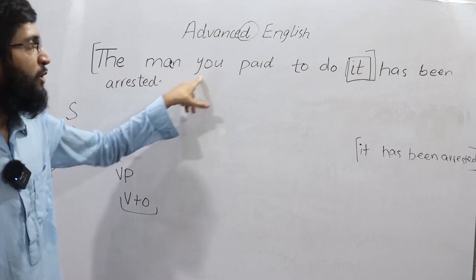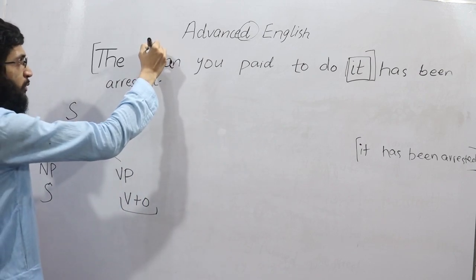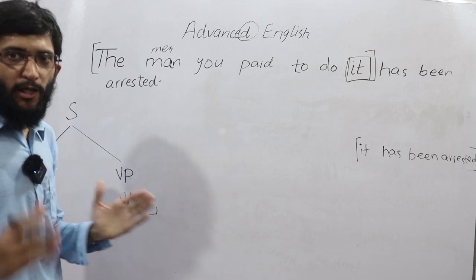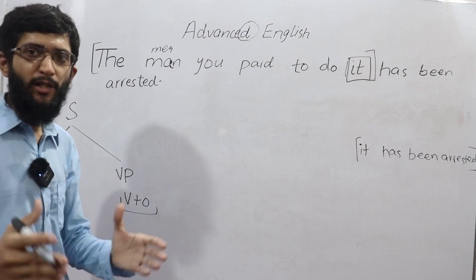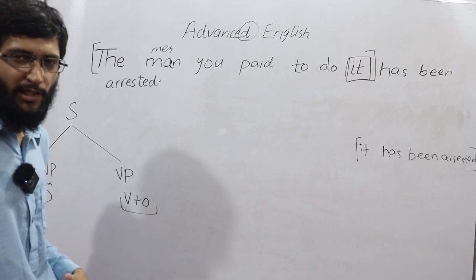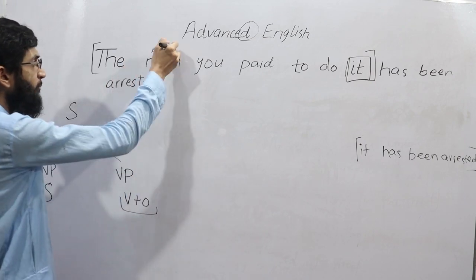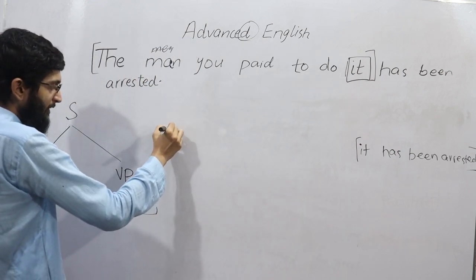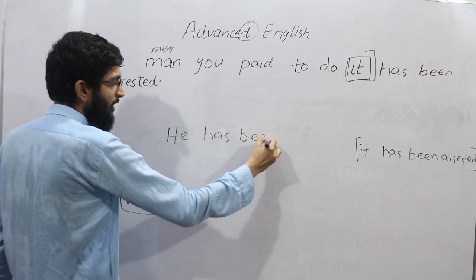The people you paid to do it. The men can be plural as well. The men you paid to do it. आदमी ज़्यादा आदमी जिनको आपने पे किया ये करने के लिए, can be any kind of project. But this sentence shows something negative is going to happen, because the person has been arrested. The man you paid to do it has been arrested. So you see the sentence like this: he has been arrested.